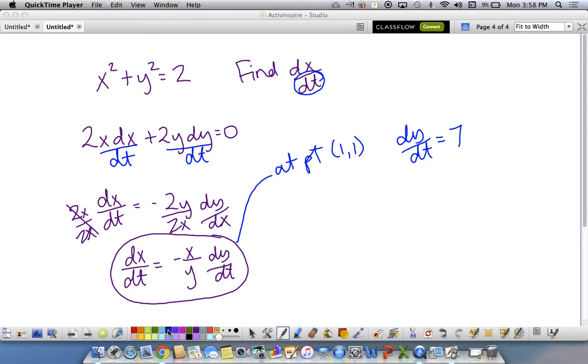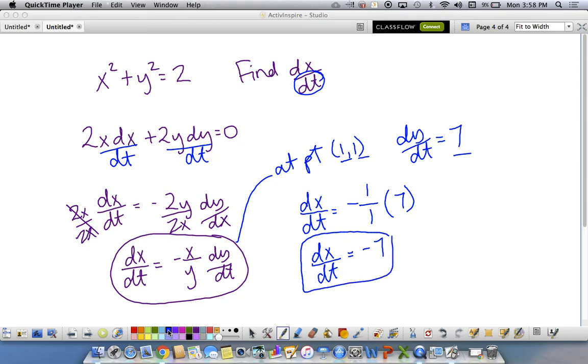So I'm going to take this equation, dx/dt equals, and I'm going to plug in my points and my information. So I've got a negative x over y times 7. So dx/dt, the change in x over the change in time at point (1, 1), is negative 7. Okay? So they will give you those changes, the change in x over the change in t, or change in y over the change in t. So that is what we're going to end with.